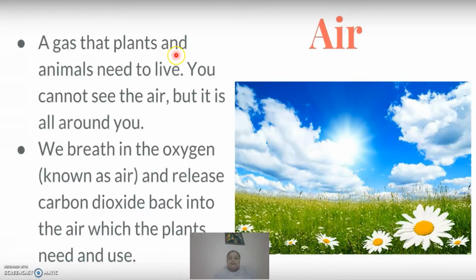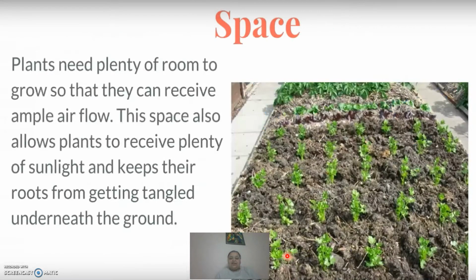Next is air. What is air? A gas that plants and animals need to live. You cannot see the air, but it is all around us. We breathe in the oxygen and release carbon dioxide back into the air, which the plants need and use. They use this carbon dioxide to make their food. Next thing that the plants need is space.